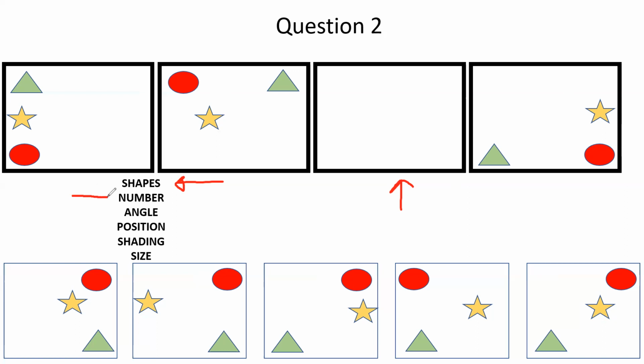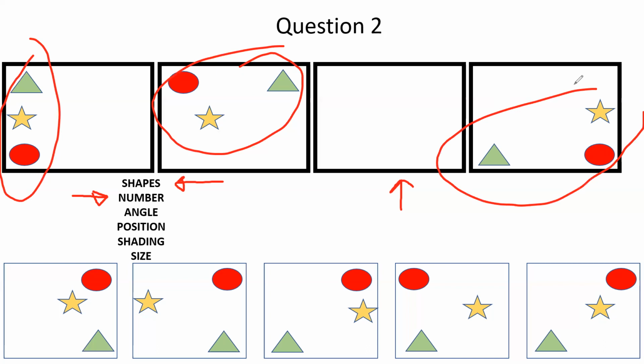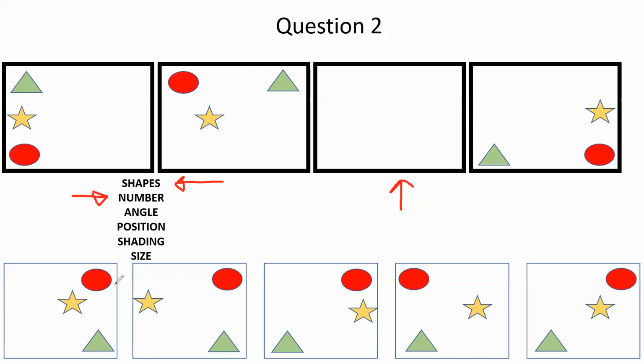So then we move on to number. Number is all about the number of things that exist in each box. So we've got 3 things, 3 things, 3 things. Of course, we need 3 things in here. Once again, if we look at the options below, they've all got 3 things, so that's not going to help us. Then we move on to angle.